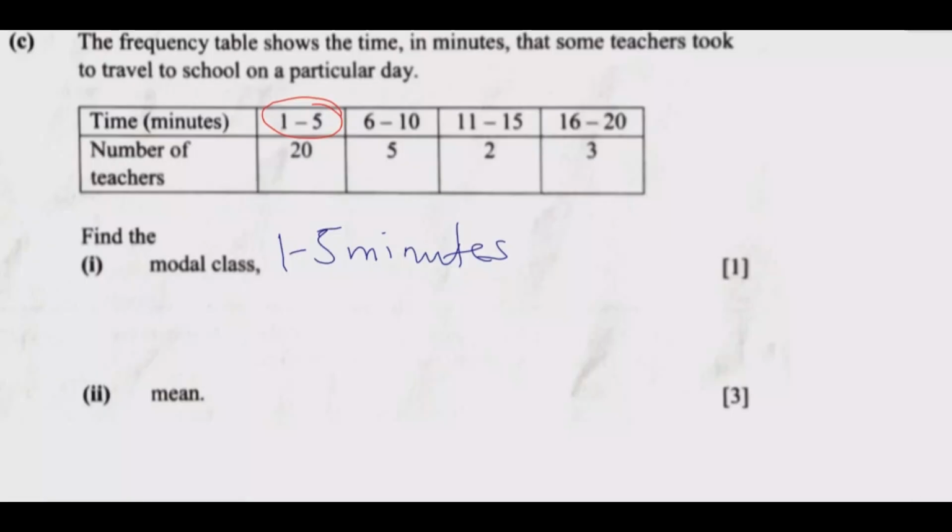Question 8C2 is as follows. Find the mean. Okay, so for us to find the mean of this information presented in the table, first we need to understand one thing. What you can do is, first we need to find the midpoint of these numbers given.